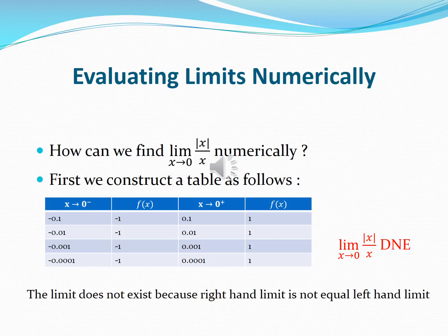In this example, as we continue on evaluating limits numerically, we want to find the limit of the function absolute value of x over x as x gets closer to 0. So first we find the right hand limit, and then we find the left hand limit. The right hand limit suggests that the limit is equal to 1. The left hand limit suggests the limit is equal to -1. The right hand limit is not equal to the left hand limit. Then the limit of absolute value of x over x does not exist, and we write DNE.